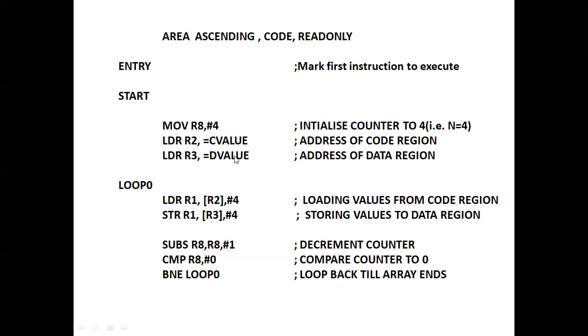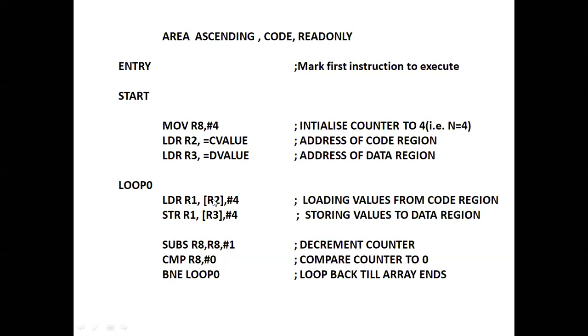Here C_value is a code region value, so you can perform the read operation but you cannot update the value. But D_value is in the data region, where you can update the value. And then SUBS R8, R8, #1. That means you are subtracting 1 from R8 and comparing R8 with 0. If it is equal to 0, it will go to the next instruction, or else if it is not equal to 0, it will loop back to LOOP0.